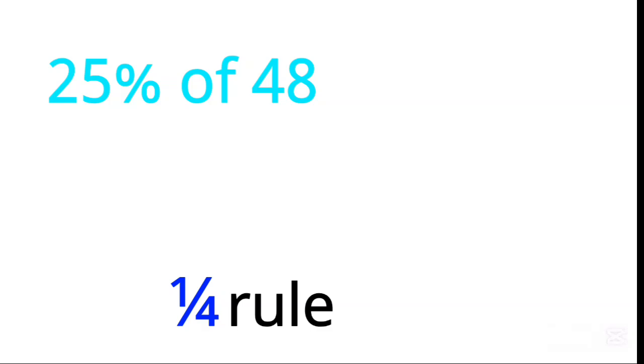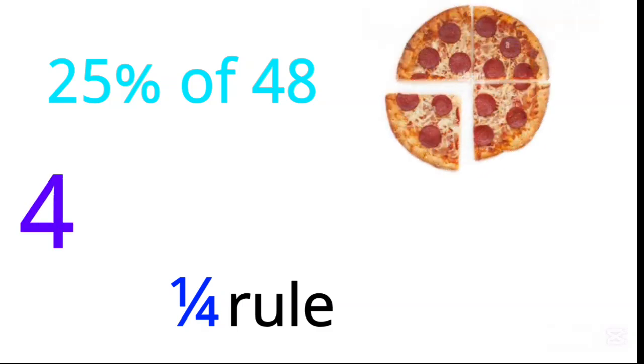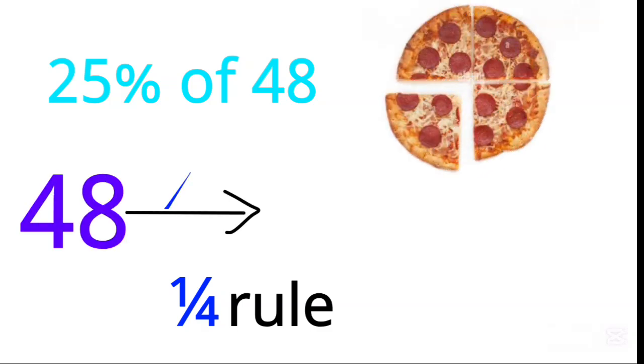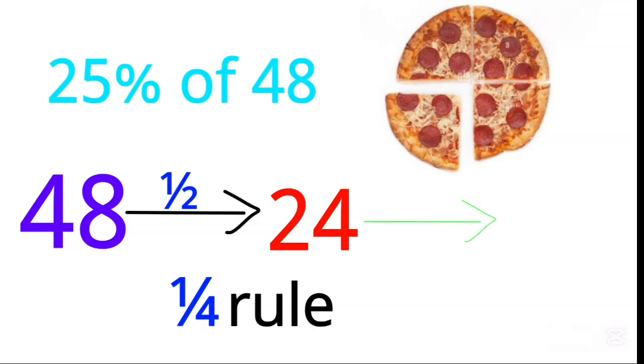Next level, 25%. Don't multiply. Use the quarter rule. 25% is just half of a half. 25% of 48? Half of 48 is 24. Half of 24 is 12. It's literally that easy. Let's try a harder one.